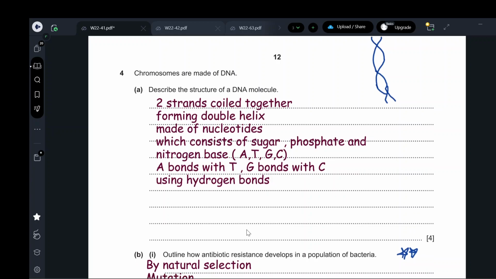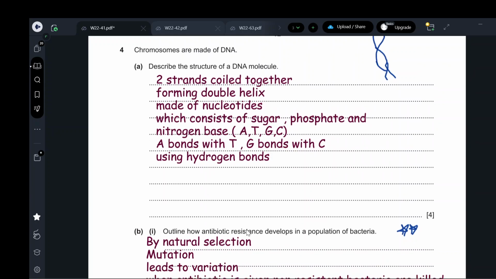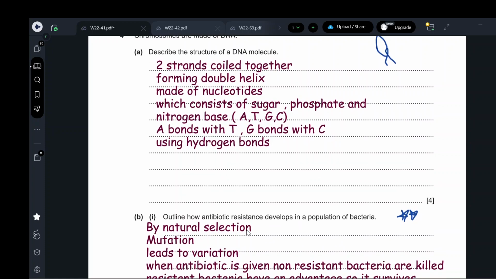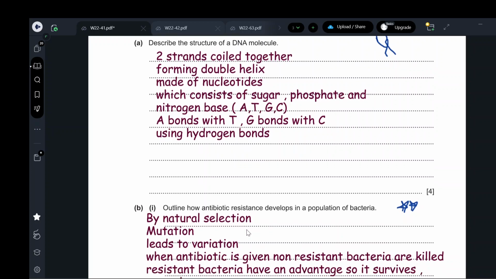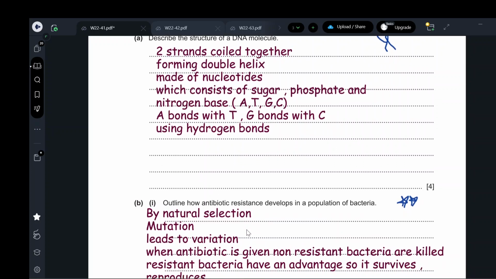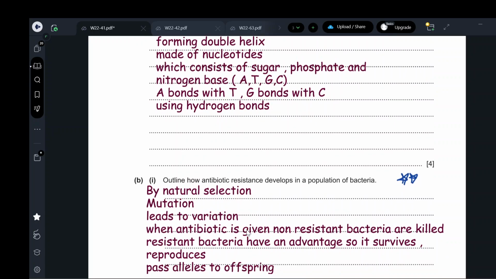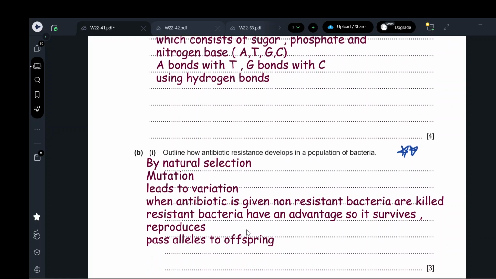Mutation in the DNA caused variation in the DNA of the bacteria. Some of them are resistant, some of them are non-resistant. When you take antibiotics, all the non-resistant bacteria are killed, while the resistant bacteria have an advantage. They are not affected, so they survive, reproduce, and pass the allele to the offspring.